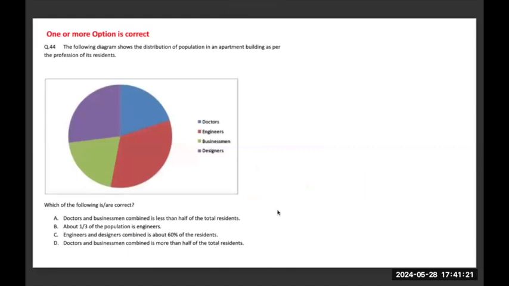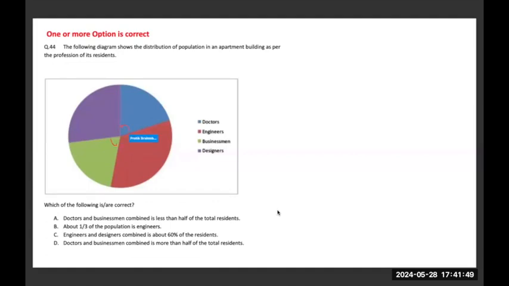Here you're given a diagram which shows distribution of population in an apartment building as per the profession of its residents. One or more options are correct in this case, and that's why we'll go from option to option to check with the pie diagram. The first option: doctors and businessmen combined is less than half of the total residents. Doctors is blue and businessmen is green. So this and this one.